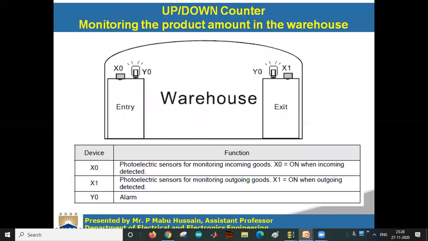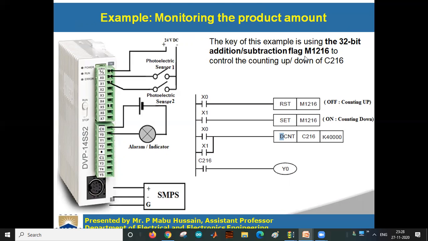Similarly, whenever the X1 sensor is on, that means this photoelectric sensor detects the products going out, then this M1216 will be on, so that it will count down, right? That means the product is going out of the warehouse, so the number of products in the warehouse will be decreased by 1.